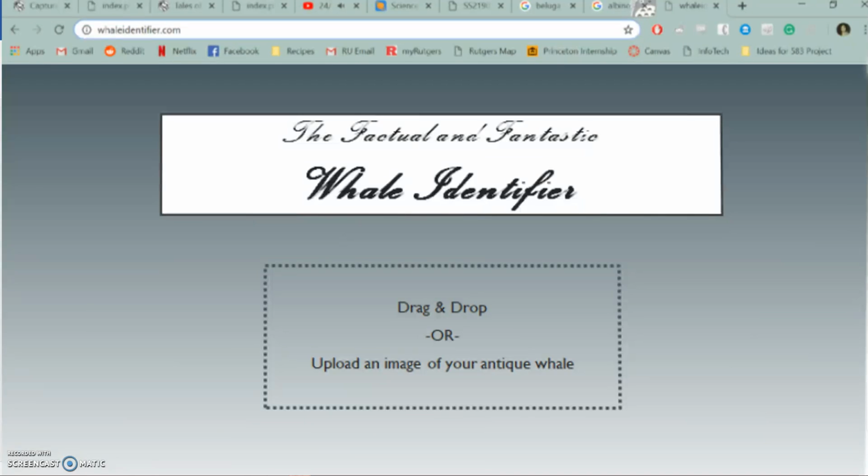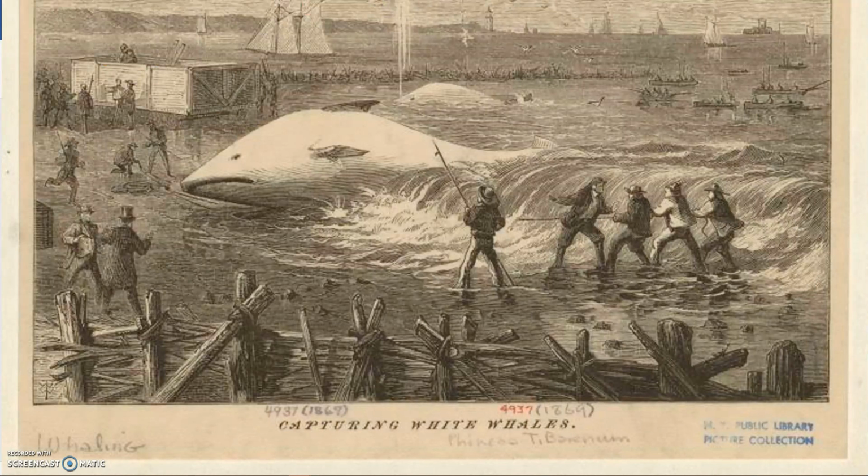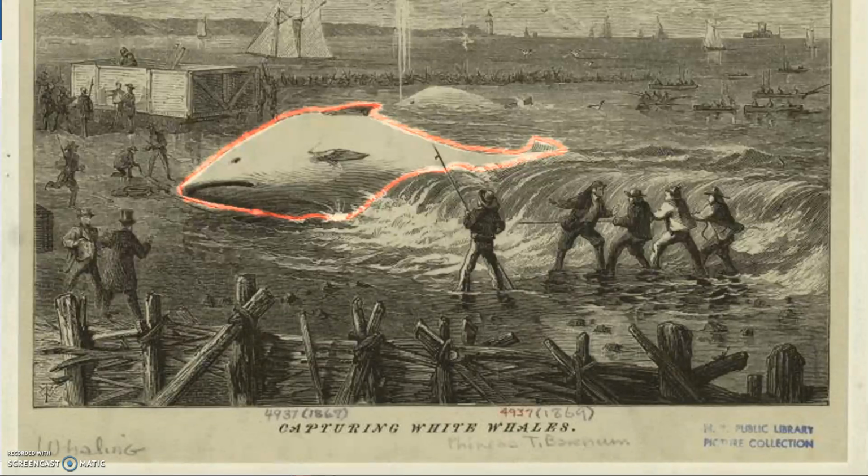Another example is a fantastic example. So here we go back to our homepage. Someone can drag and drop this image, which is also from the New York Public Library Digital Collection, and it's called Capturing White Whales. This one is from 1869. So again, the technology would separate the actual whale from the print to avoid any confusion. We have little to go off with this one.